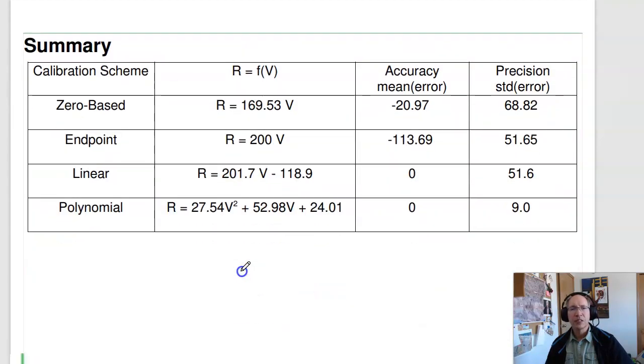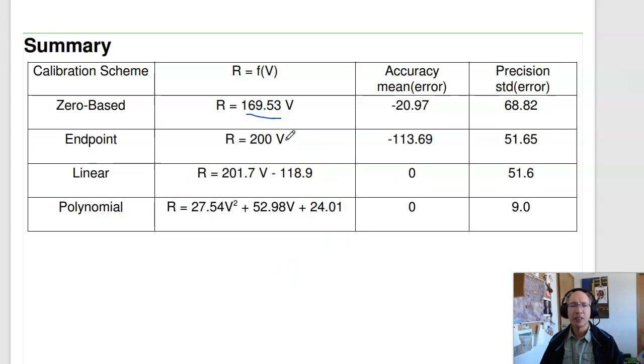So in summary, in terms of calibration, there's a couple different schemes. For zero-based calibration, I have the basis just being A times B. Endpoint calibration, I make a pass through the two endpoints. Linear calibration, I free up both A and B. What's the best I can do given 2 degrees of freedom? Polynomial, what's the best I can do given 3 degrees of freedom?